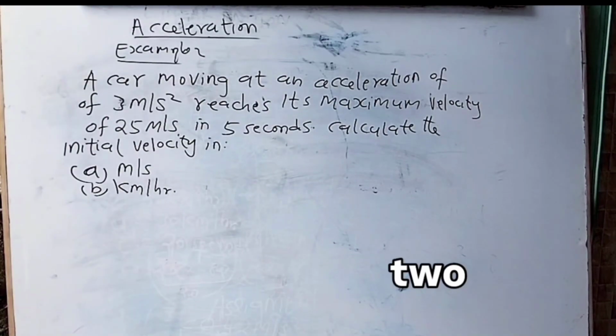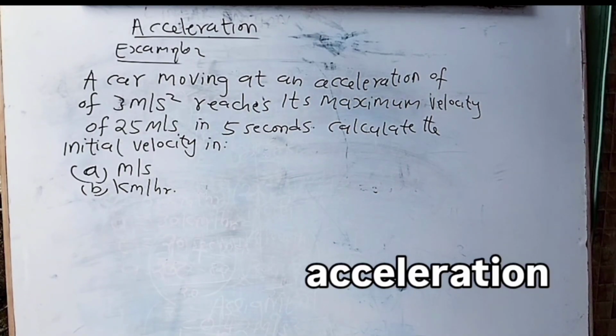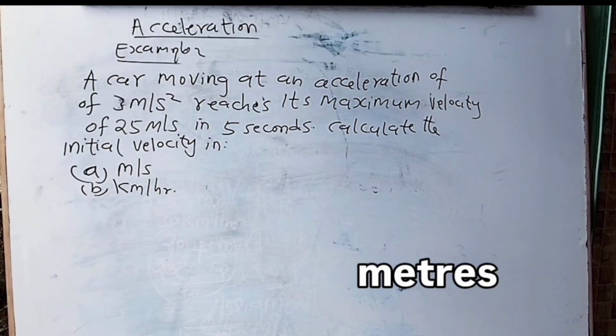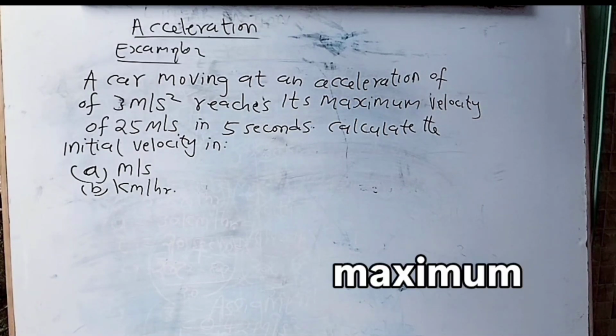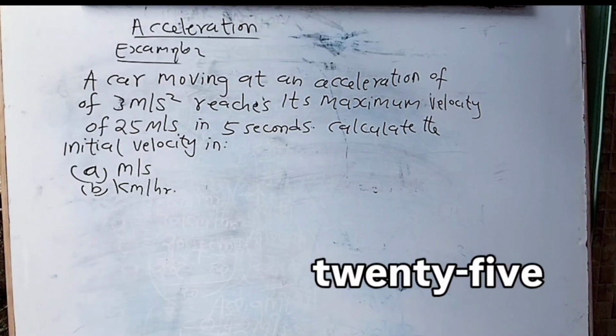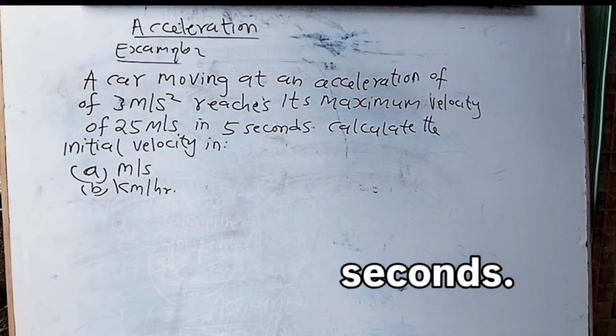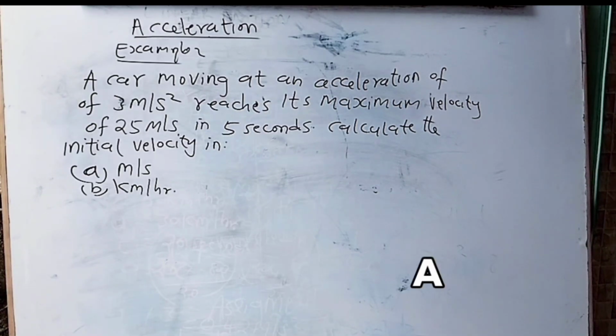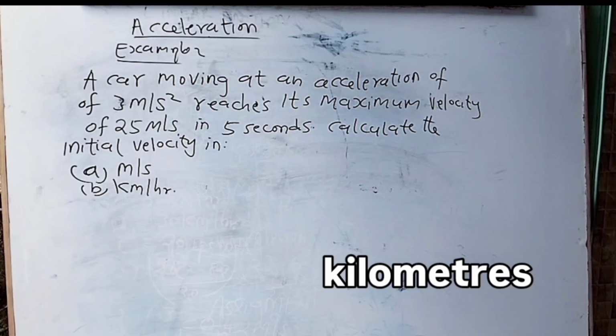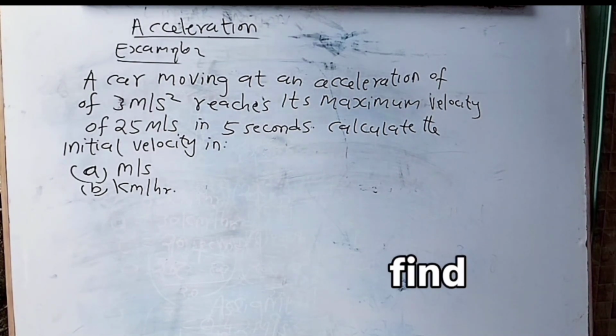We have example 2. Example 2 reads: a car moving at an acceleration of 3 meters per second squared reaches its maximum velocity of 25 meters per second in 5 seconds. Calculate the initial velocity, A in meters per second and B in kilometers per hour. You are supposed to find the initial velocity of that car. So it is simple. This is how we do it.